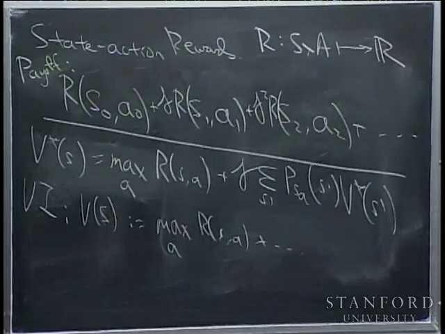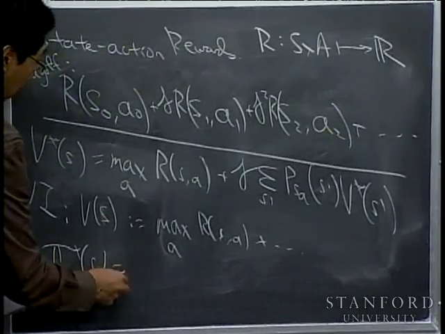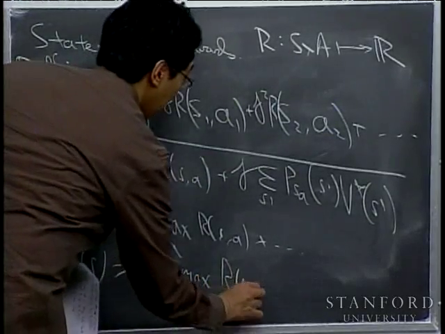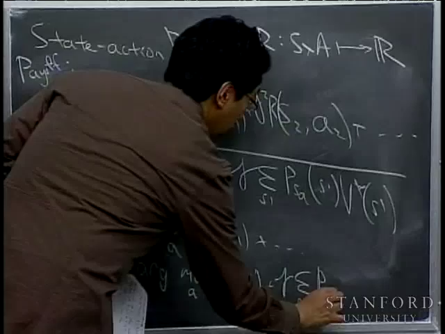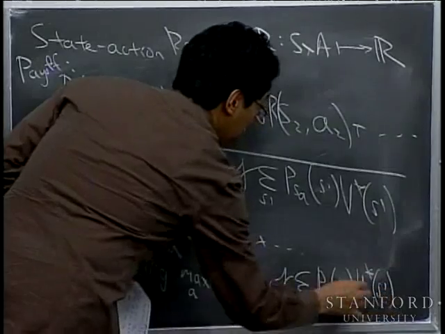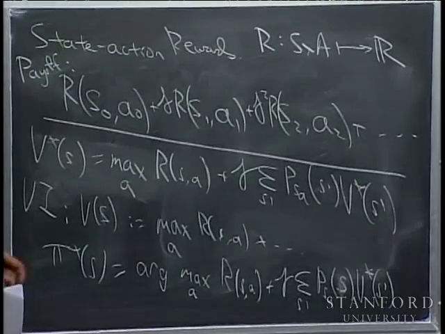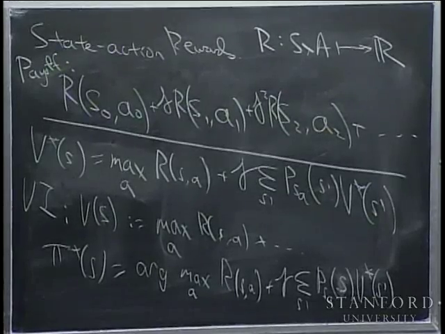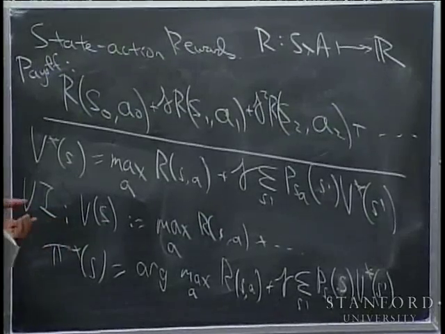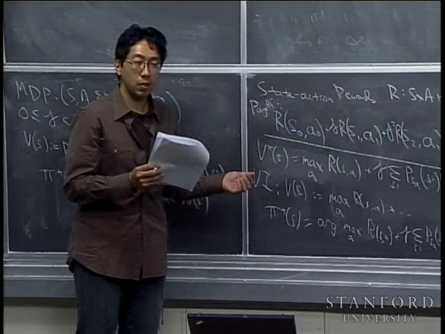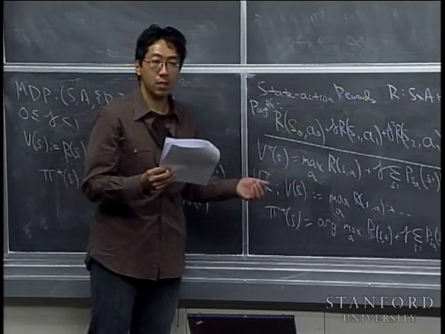And then finally, having found the optimal value function V star using, say, the value iteration algorithm, you can then compute the optimal policy pi star of S the same as before, really. The best action to take in the state S is the action A that maximizes the thing on the right-hand side. So this is the easier of the two variations of MDPs I want to talk about. Let's talk about the other one now. Are there other questions about this?